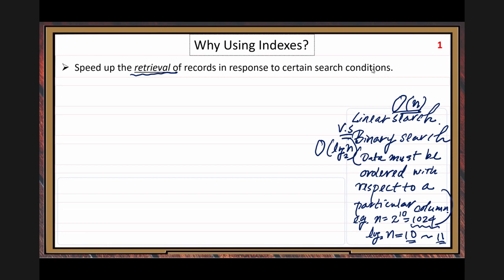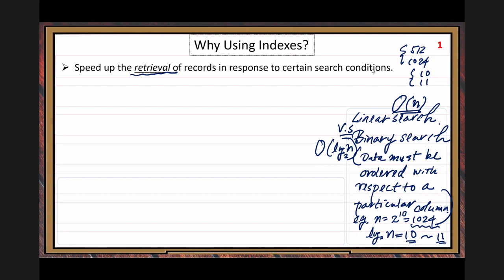Think about linear search: average case 512, worst case 1024. Binary search: average case about 10, worst case about 11. How much is the difference? That is the number of comparisons you need to do. That's a huge improvement. Now you can see this simple technique, just going from linear search to binary search, gives you a huge improvement.